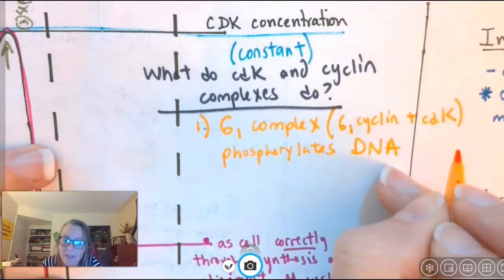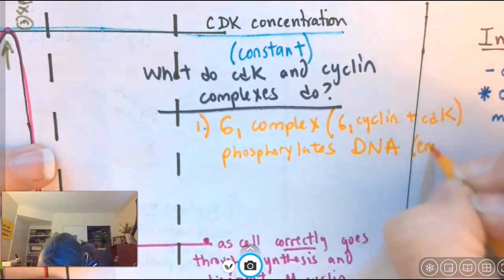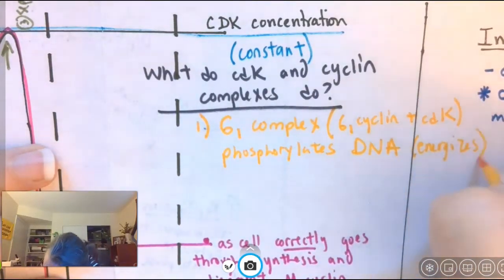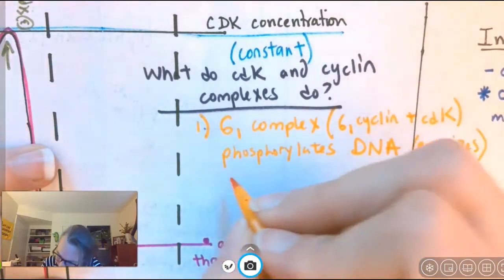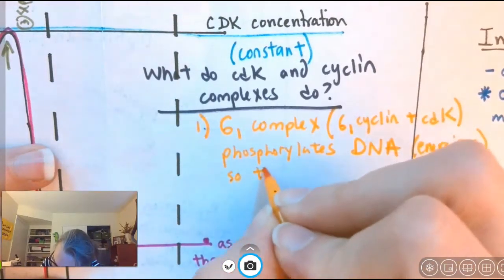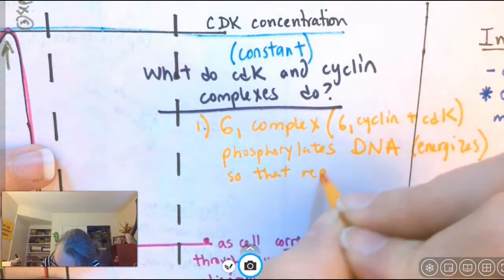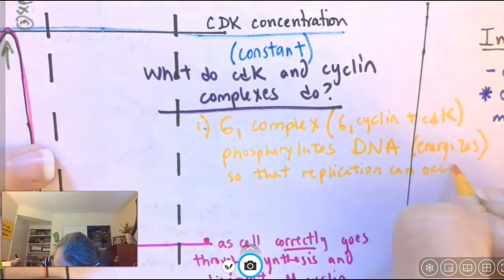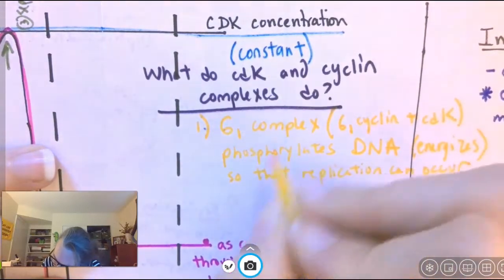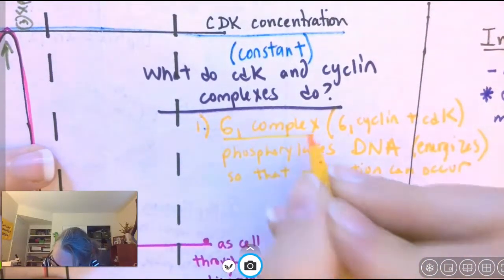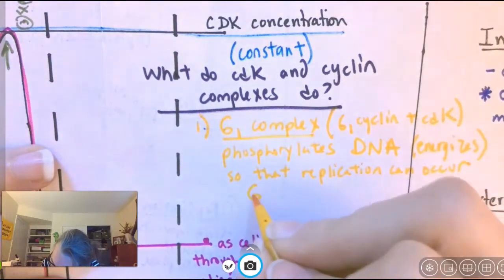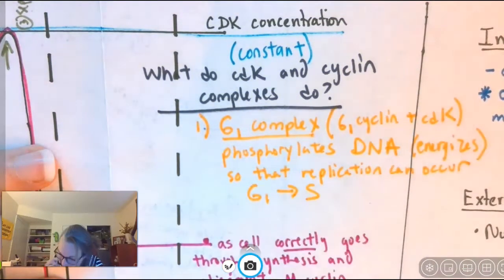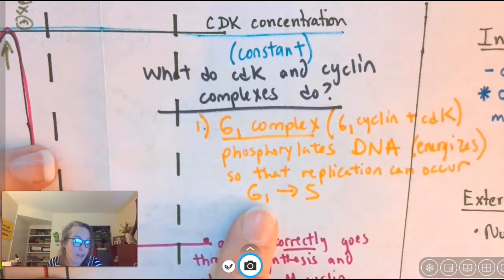When it phosphorylates the DNA, it energizes it so that replication can occur. And that's why, when the G1 complex is present, the cell can go from G1 to S. This only happens if G1 happens correctly. What do I mean by that?